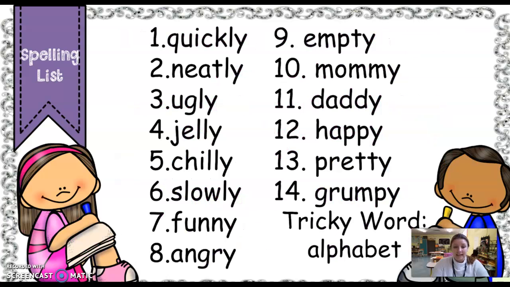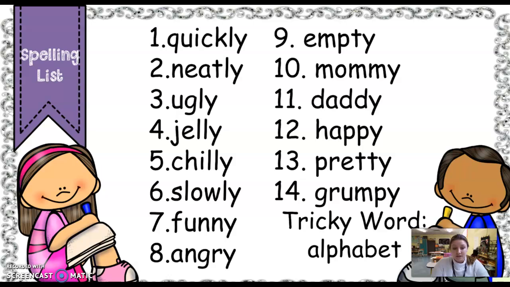Number 1, quickly. Number 2, neatly. Number 3, ugly. Number 4, jelly. Number 5, chilly. Number 6, slowly. Number 7, funny. Number 8, angry. Number 9, empty. Number 10, mommy. Number 11, daddy. Number 12, happy. Number 13, pretty. Number 14, grumpy.